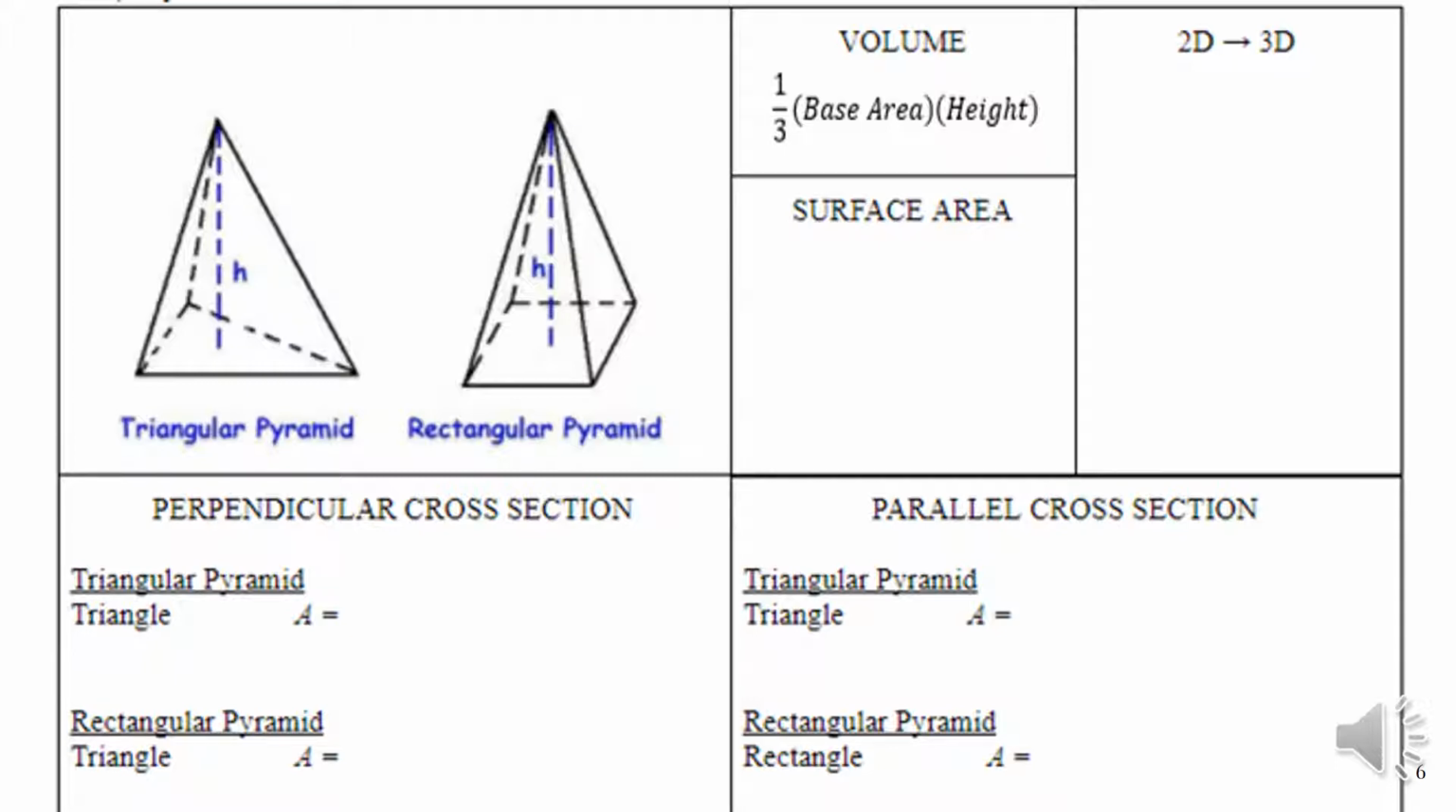However, for our surface area, we don't have 2 bases like we did for prisms. We only have 1 base. And then we have, again, our perimeter. All right, but our perimeter this time, instead of making rectangles all the way around, we've got triangles.